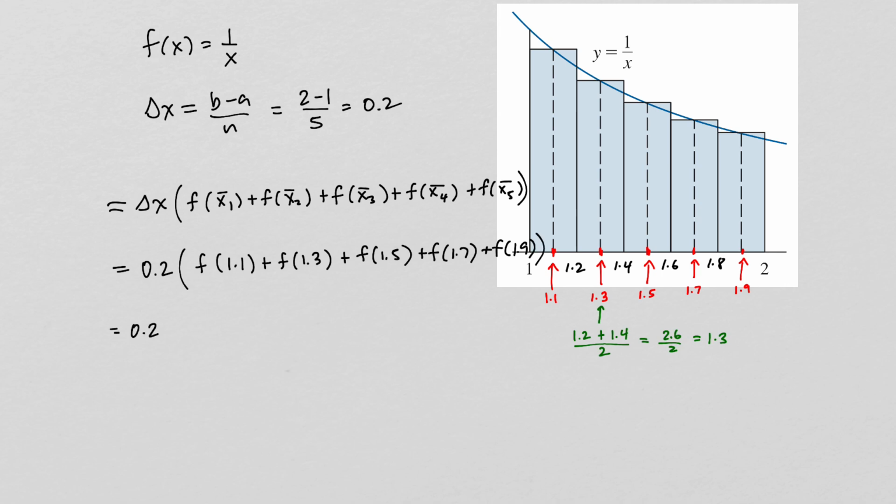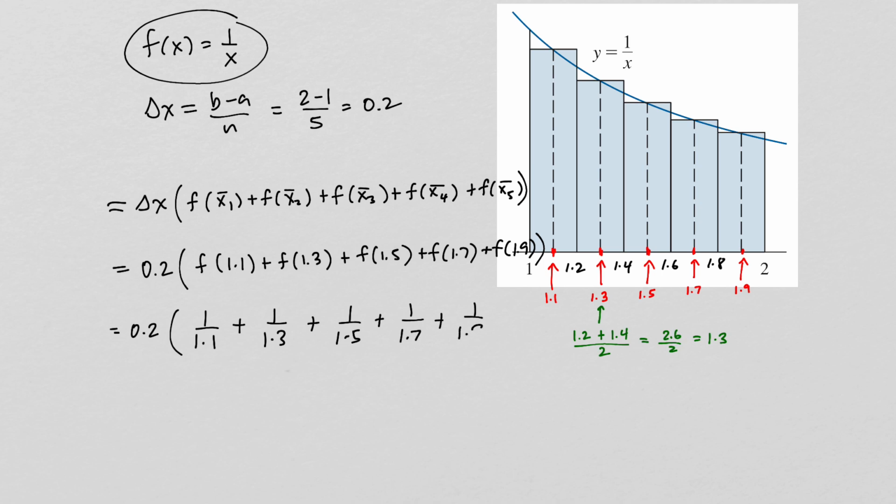And now we just need to plug all of those into our function. Our function is 1 divided by x. So f of 1.1 is 1 divided by 1.1 plus 1 divided by 1.3 plus 1 divided by 1.5 plus 1 divided by 1.7 plus 1 divided by 1.9. And now from here, we're just going to plug this into a calculator to get a 6 decimal place approximation. And this value is 0.691908.